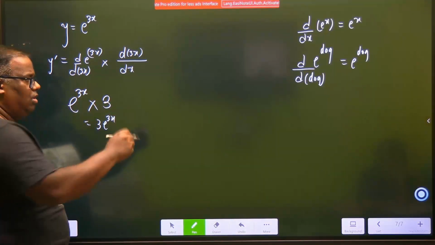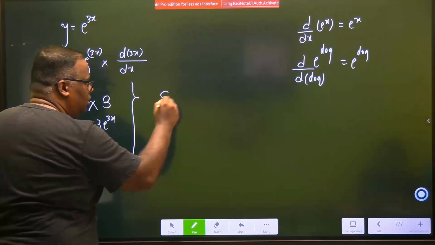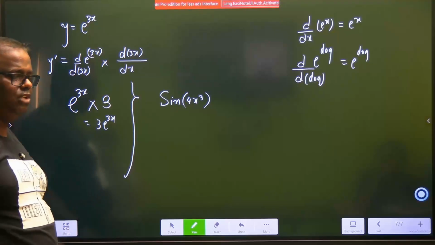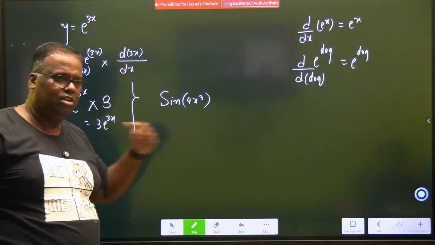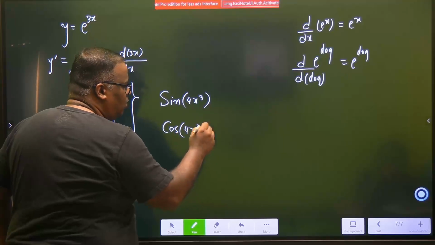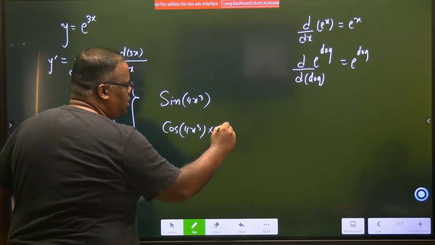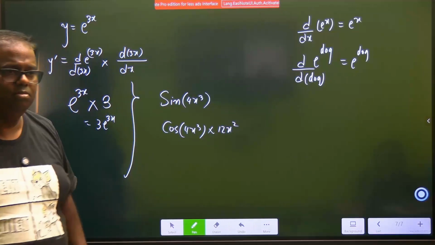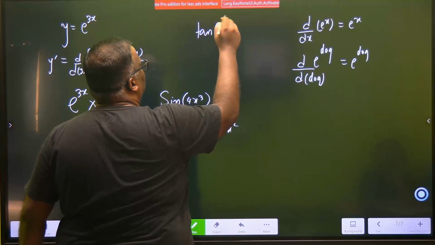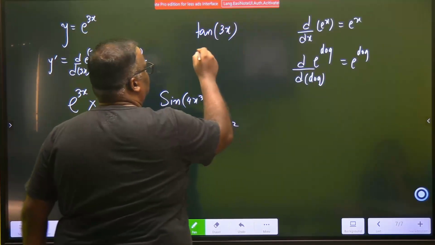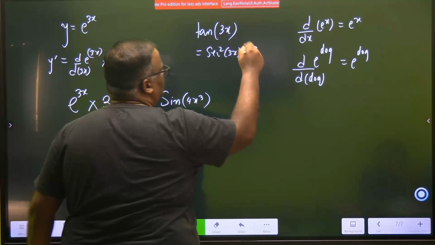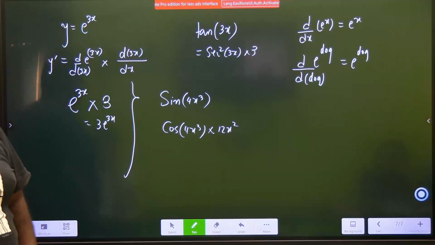Shall we take one more? On the same lines, look into the board. Differentiate this. What is the function? Sine dog. So its derivative is cos dog. And what is dog? 4x cube. Its derivative is, that's it. Done. Is it that tough? Let's take one more. Derivative is sec square dog. And the dog is 3x. 3. Is it that tough?